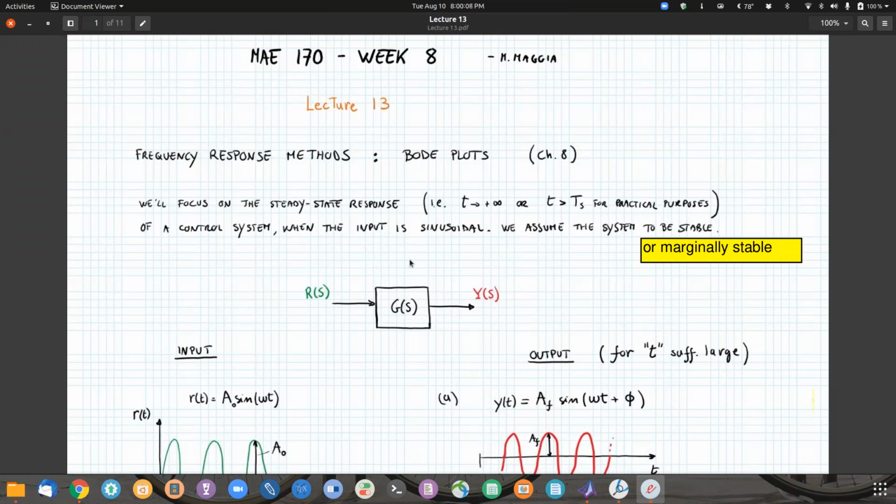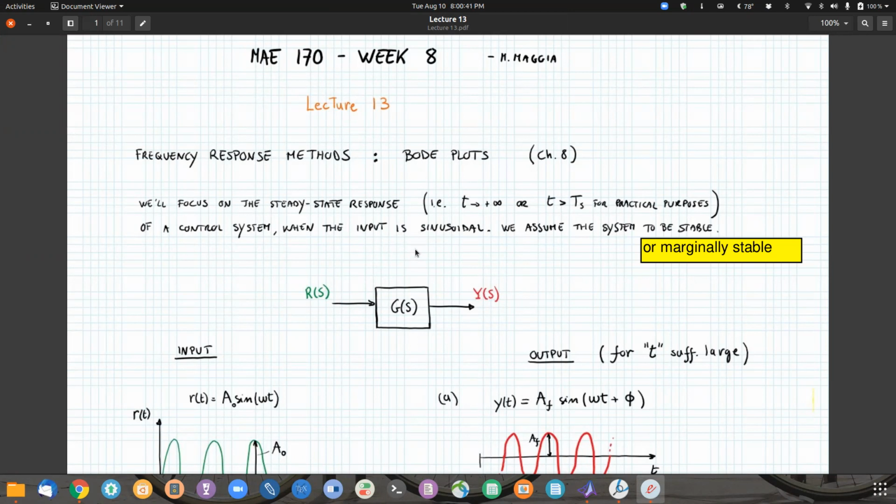In today's lecture, we're going to see the frequency response methods, and in particular, we're going to analyze the so-called Bode plots. Most likely, you've already encountered the Bode plots in your studies in MAE106. However, if this is the first time that you hear about them or you see them, well, no problem. We're going to analyze them in depth. Everything that I will be talking about is in chapter 8 of your textbook.